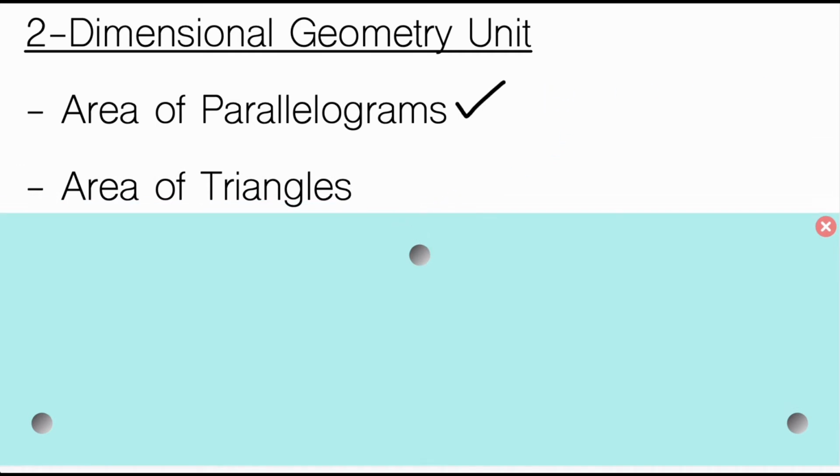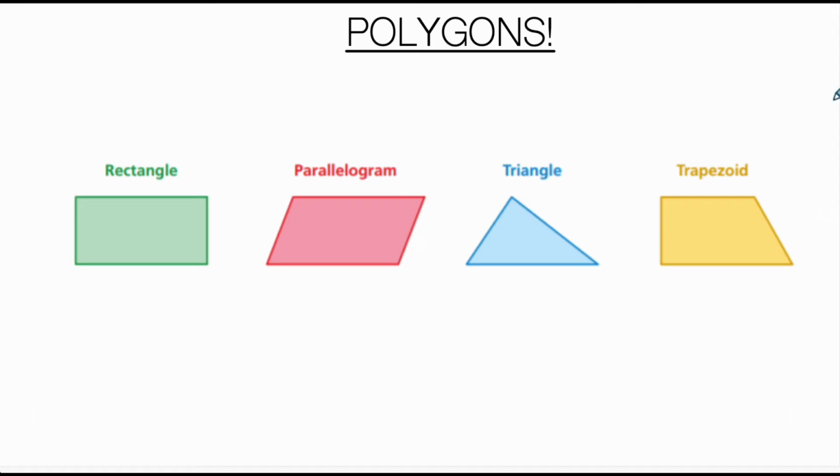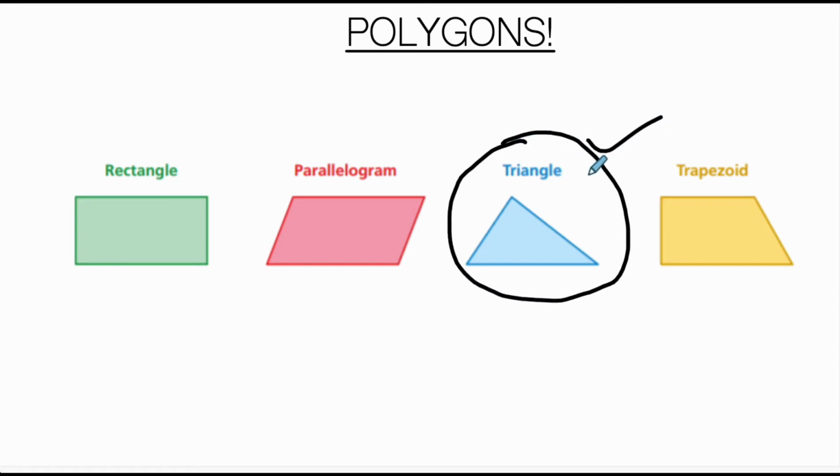Now, we also talked yesterday briefly about what is a polygon. Polygon is all the shapes we're going to be looking at. Shapes that have straight sides, at least three sides. And today we're going to be doing that beloved three-sided shape known as the triangle. We're going to be working on finding the area of triangles.